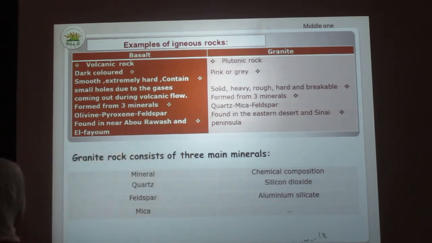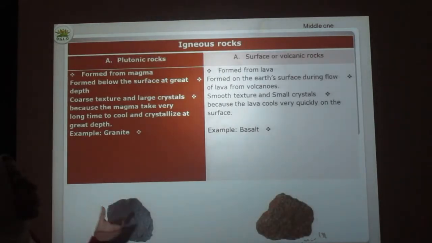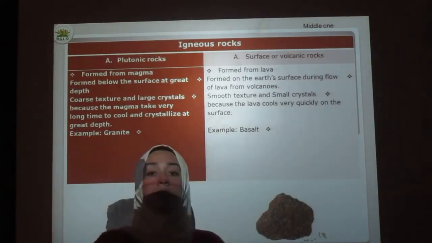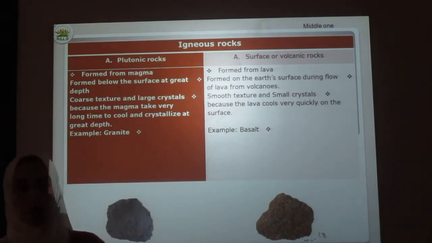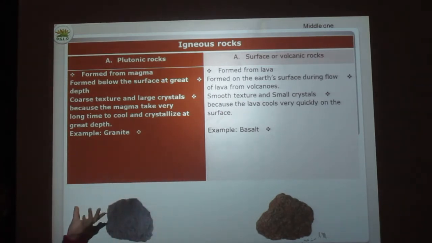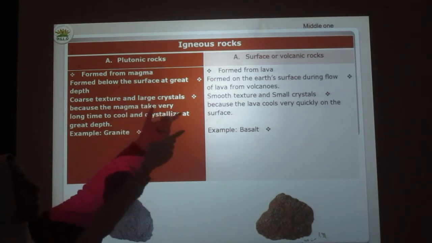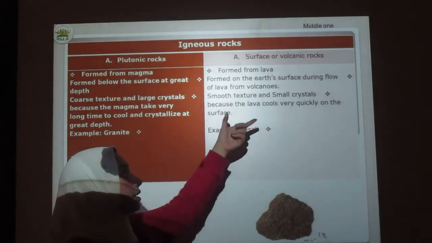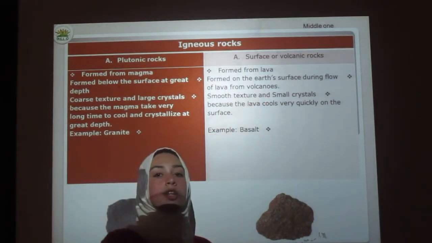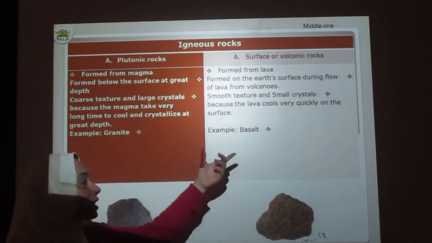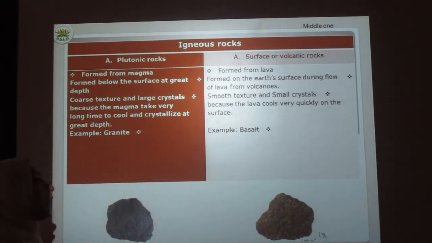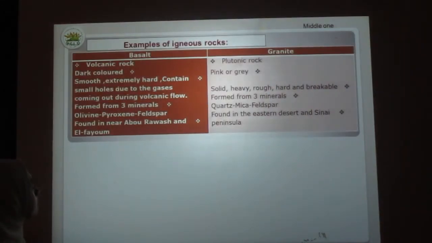We classified them into plutonic rocks and volcanic rocks. And we said the example of plutonic rocks is like granite, and the example of volcanic rocks or surface rocks is like basalt. Now we will make a comparison between granite and basalt.